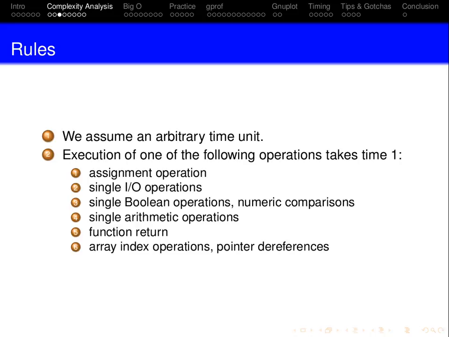So the rules. First off, we assume an arbitrary time unit. AKA, we're assuming that addition, subtraction, multiplication, division, equality all consume the same amount of time to execute. Do you think that's correct? Probably not. When you take computer architecture, you'll find out that is absolutely not correct. But for our analysis, at least in this class, it's actually just fine to assume they all take 1 unit of time. And that's probably the biggest assumption we make that actually makes the rest of our lives a lot easier while doing this.